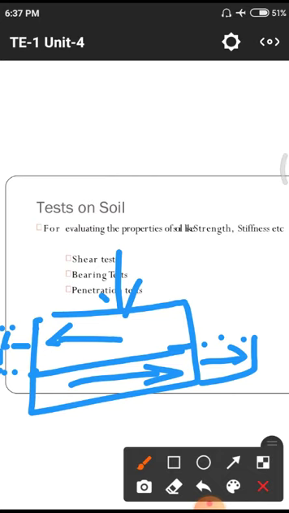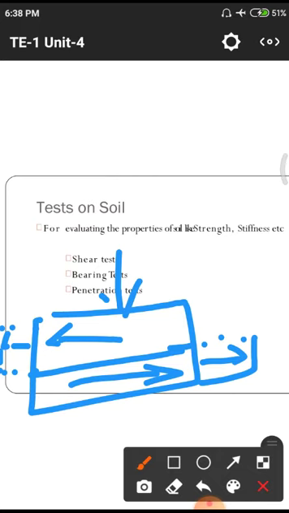After that, the bearing test simply checks whether the soil has a particular bearing strength, or loading capacity. Next is the penetration test. Penetration means the maximum amount of penetration that occurs in the soil for a given length, at a given value of load. All those things we have to observe by conducting the penetration tests.